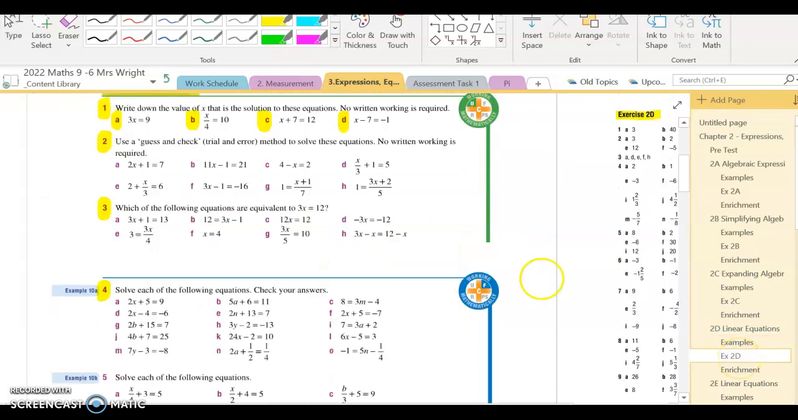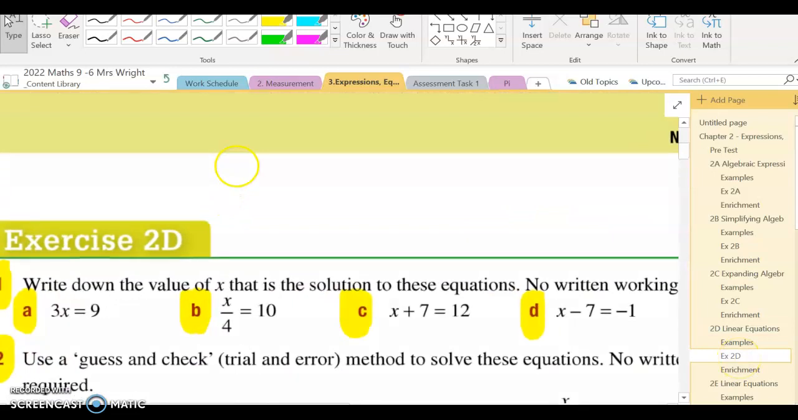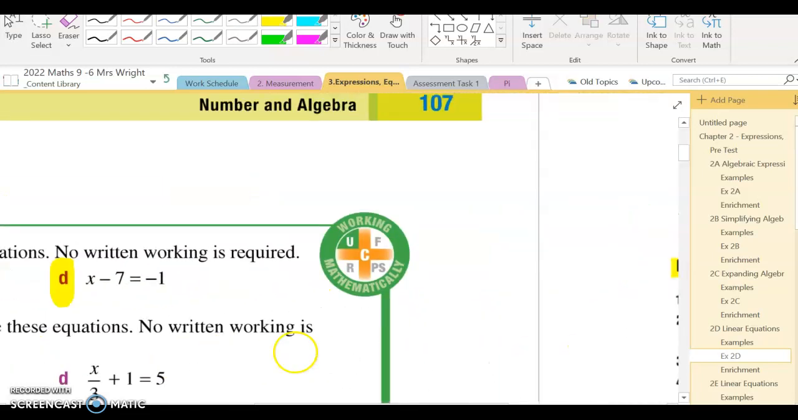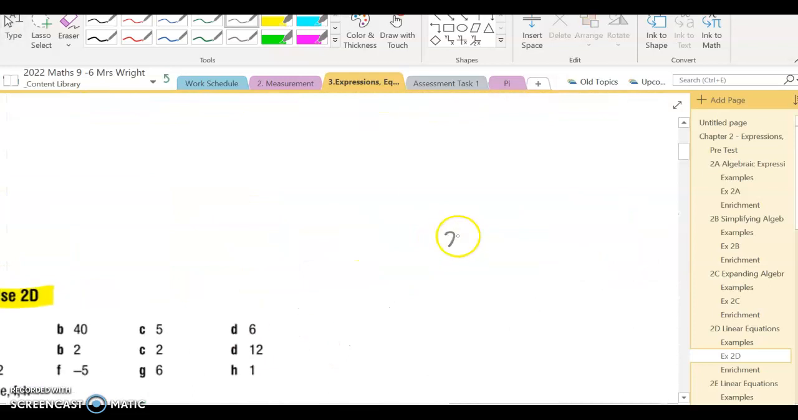Now, if we have a look straight over to 2D, I'm going to have a look at the first one. Some of these are very straightforward. Our first equation that we're going to have a look at is C. x plus 7 equals 12. So if I write that down here, x plus 7 equals 12, that's something that you guys could do in primary school. You're going to go, okay, what do I add to 7 to get me 12? It's going to be 5, isn't it? 7 plus 5 is 12. But I want to look at it in a different way. I want to look at how we get that and why we get that.